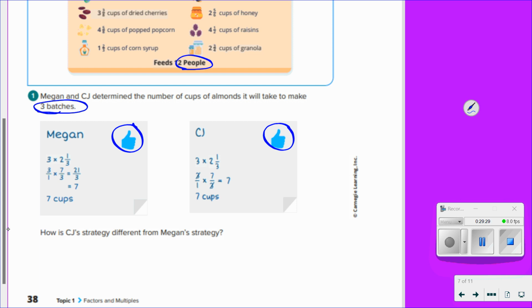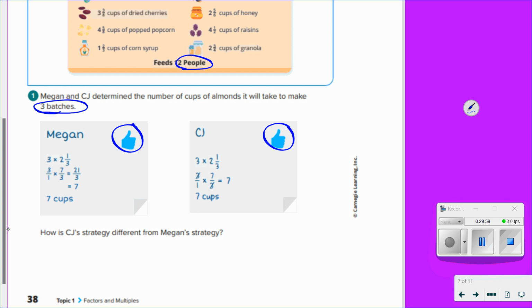Nyla? For Megan, it just goes by top and top and bottom and bottom. Okay. But CJ did that method. Do you remember what we just called that? It was on your algorithm on the previous page. Yes, top and bottom reduction. Reductions. CJ did reductions. Megan just did the straight up math. Did they get the same answer?